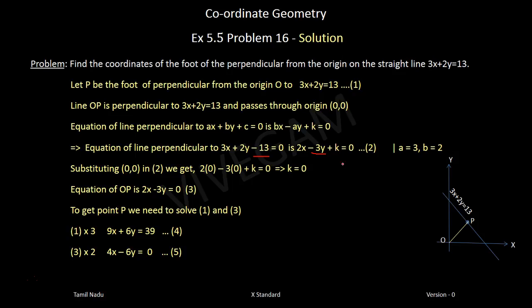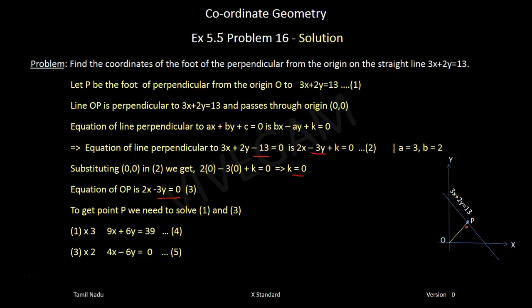To evaluate, you substitute the point 0, 0, because this line is passing through the origin, right? So we can substitute 0, 0 and get the value of k. When you substitute x equal to 0 and y equal to 0, you will get 2 into 0 minus 3 into 0 plus k equal to 0. That's what is written here, right? So k is 0. So this equation becomes 2x minus 3y equal to 0. So this is the equation of OP.